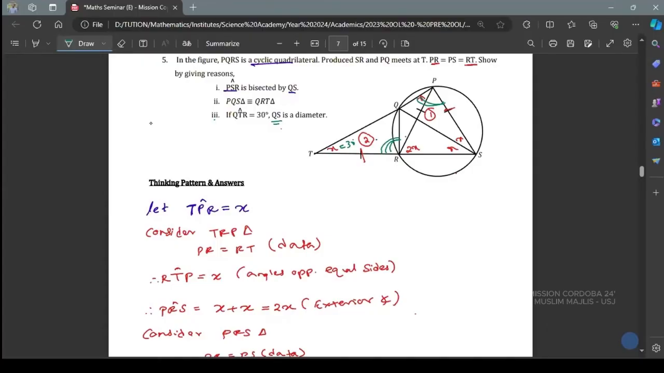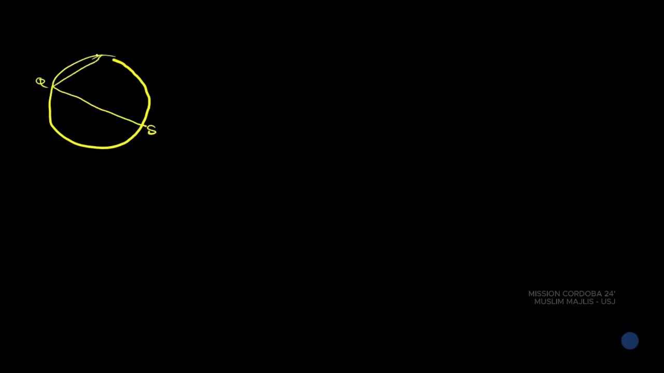Can you see from this QS, we have two angles subtended on the circle, QPS here, and another angle subtended here, QRS. If you can prove QPS or QRS equals 90 degrees, at least one of them, you can say QS is a diameter. Why? Angle on a semicircle is equal to 90. A circle becomes a semicircle by dividing along the diameter. So my target is to prove this one or this one as 90.